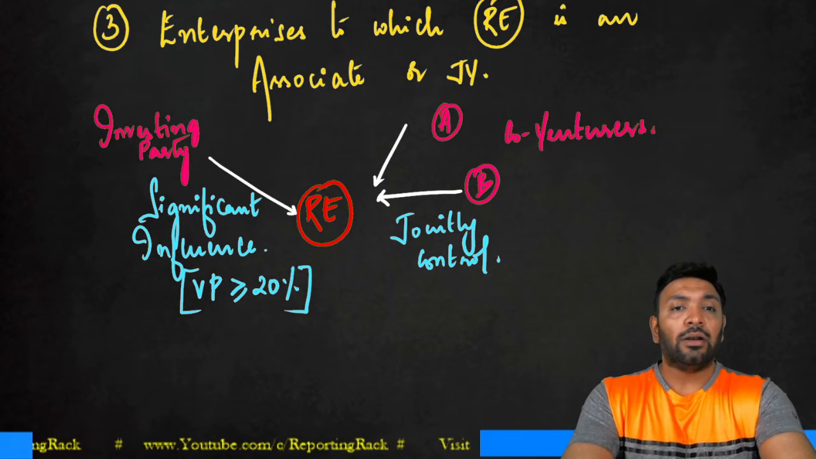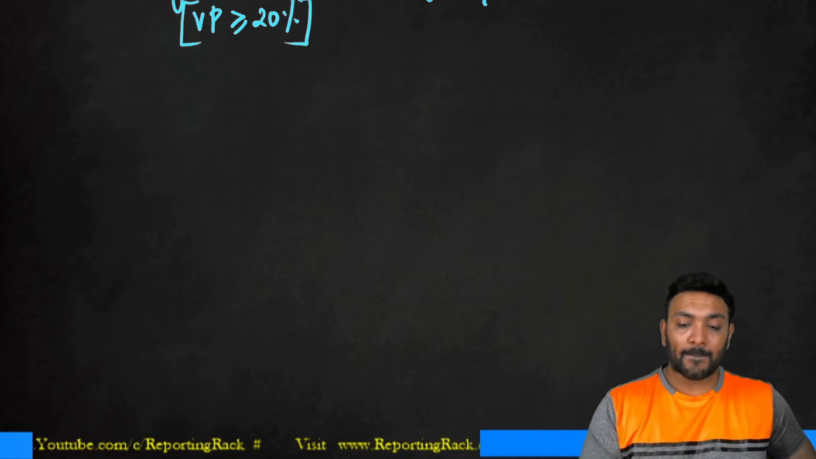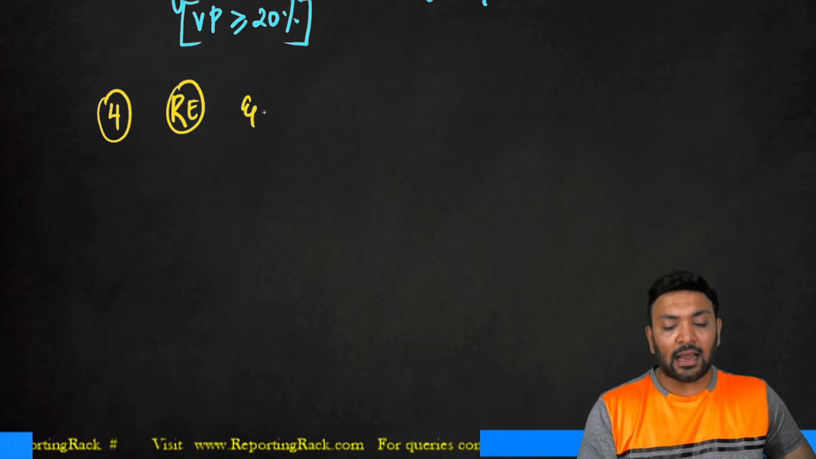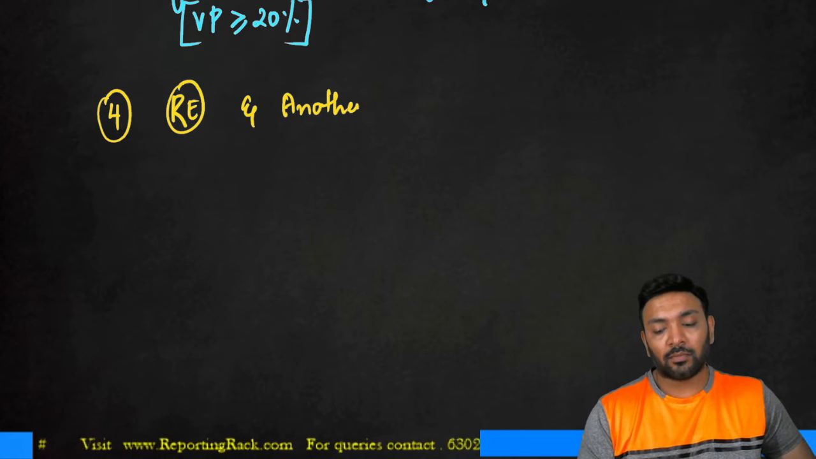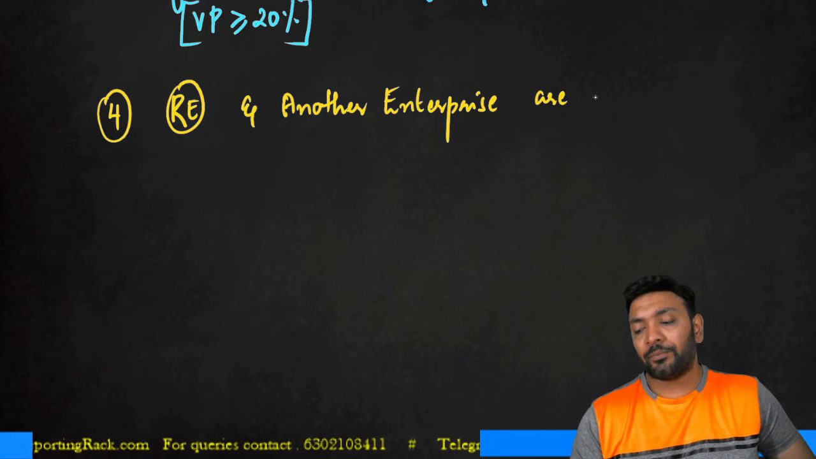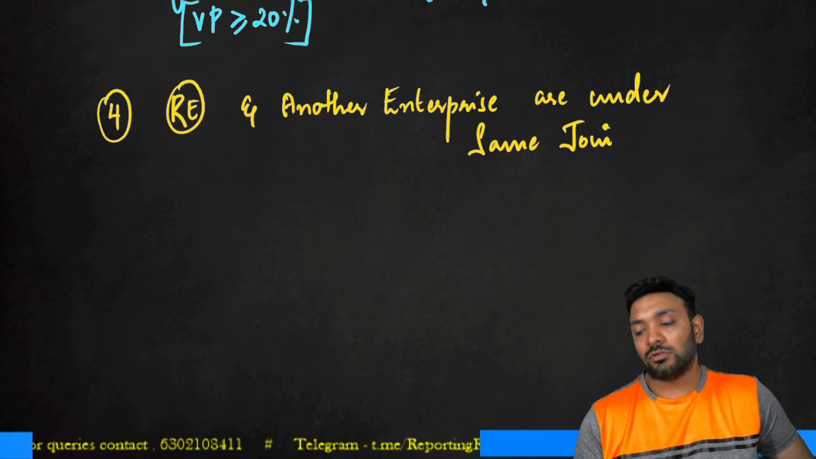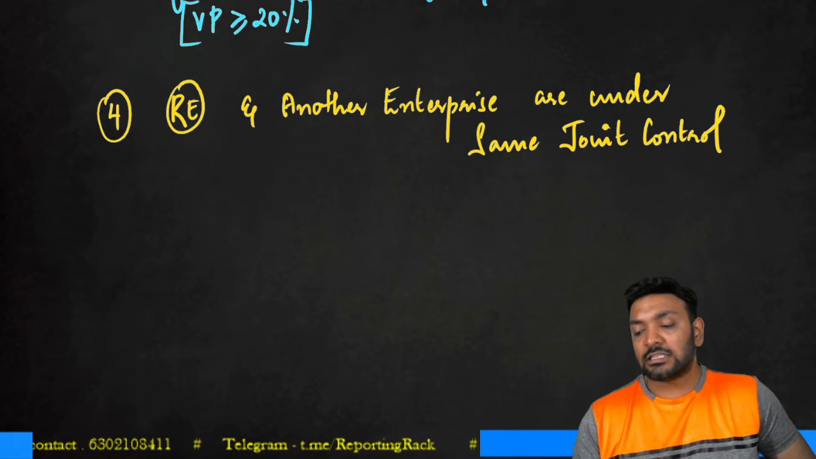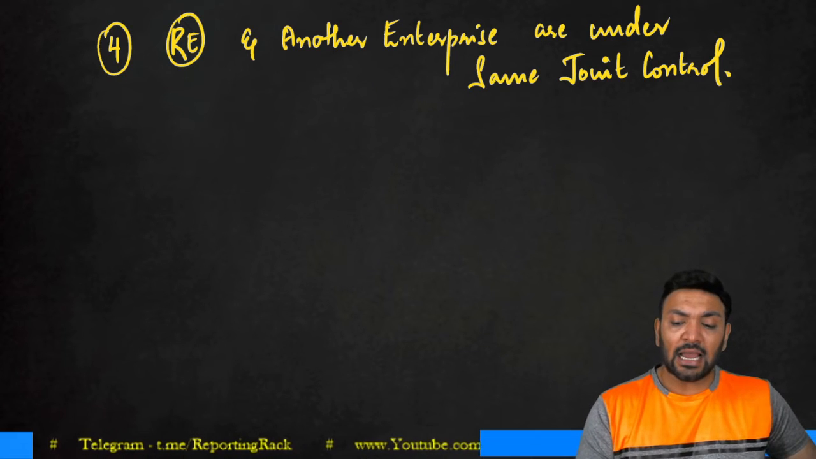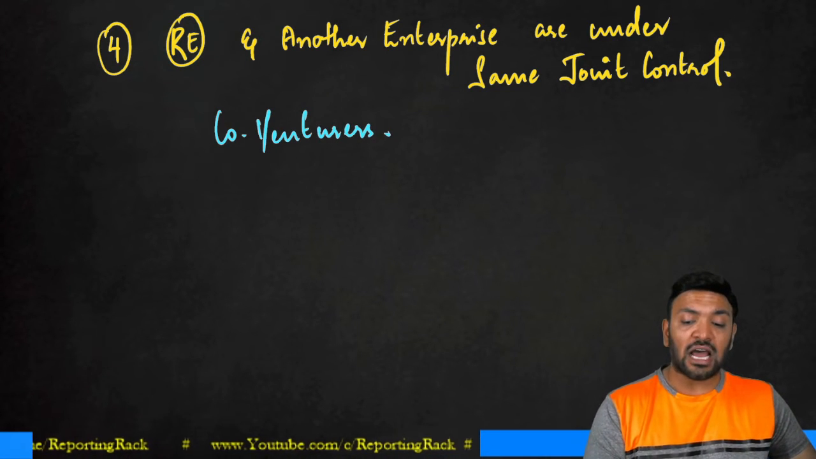Clear till here? Now, the fourth one. Part 4. When a reporting enterprise and another enterprise are under the same joint control. What is the same joint control? I'll tell you. Let's say I have co-venturers. My set of co-venturers are basically two enterprises, A and B.